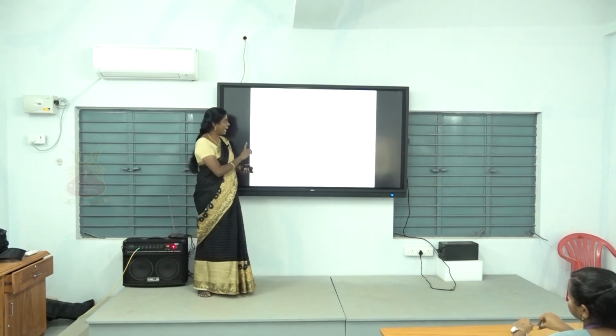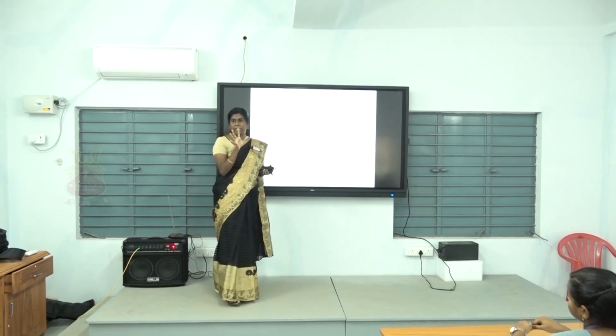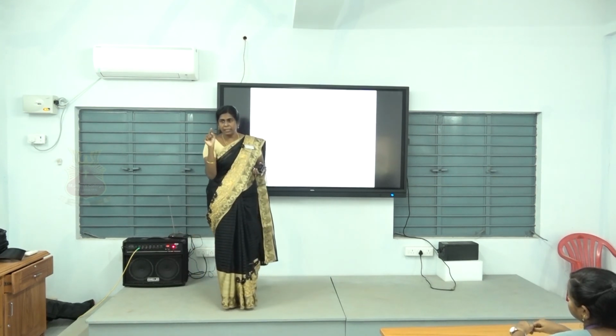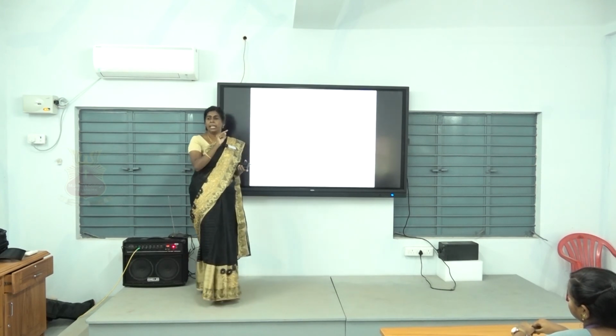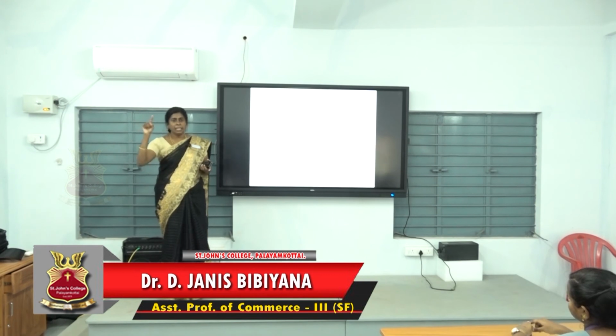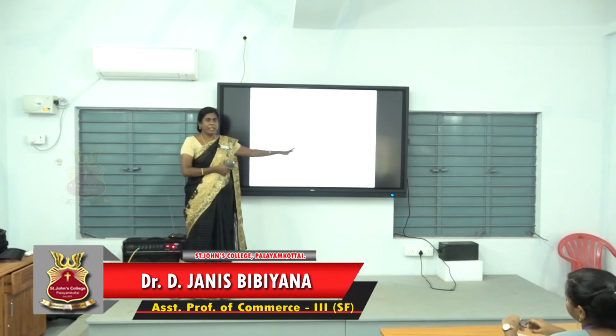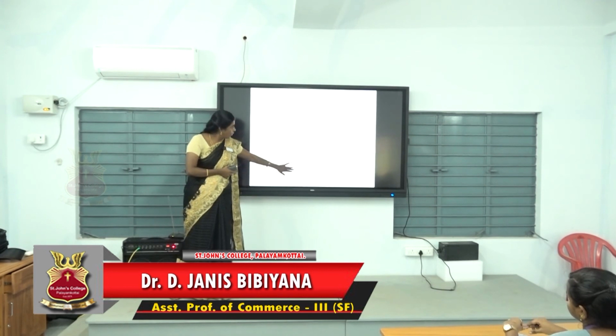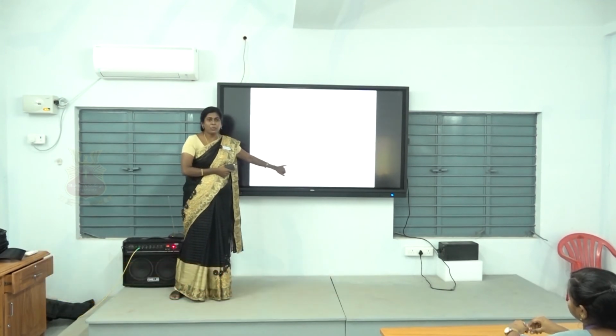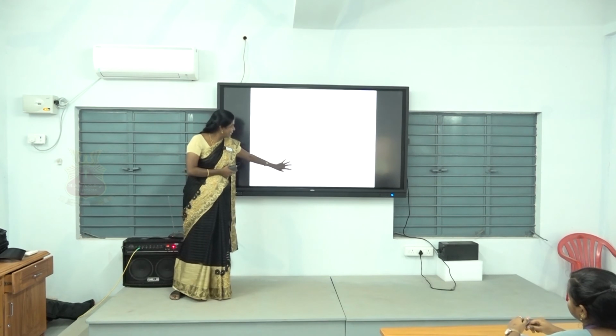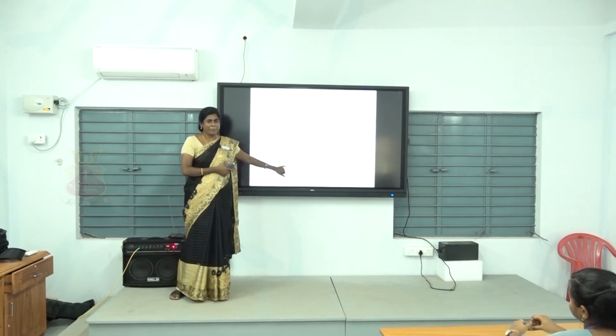Fixed cost 5 lakhs divided by PV ratio. So 5 lakhs divided by 50 into 100, the value will be 10 lakhs. Are you able to follow? Do you have any doubt? Shall we pass on to the next problem?